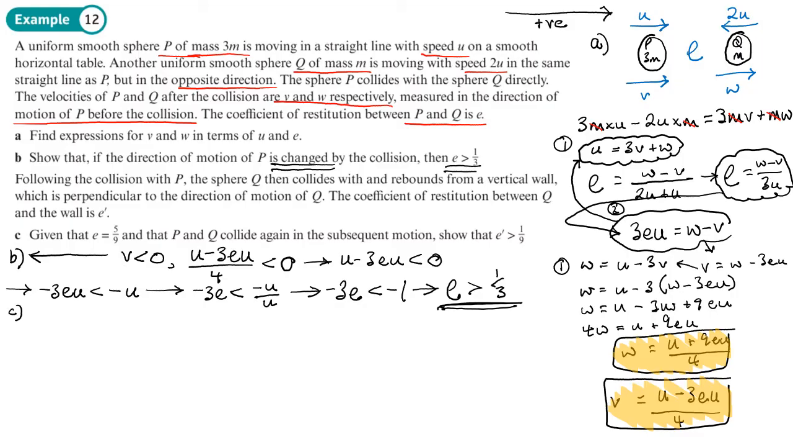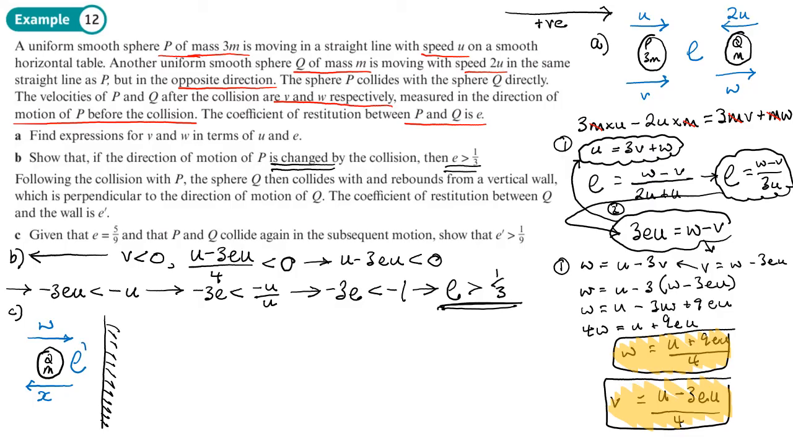Right, so let's draw a diagram of what's going on here. If this is the wall, like this, and Q collides with the wall, so this is Q here, of mass m, it collides with this wall with a velocity of w, so that's what it's going to be after that first collision, and then it rebounds back with velocity, let's just call this x, the next letter in the alphabet, and that coefficient of restitution is e dash.